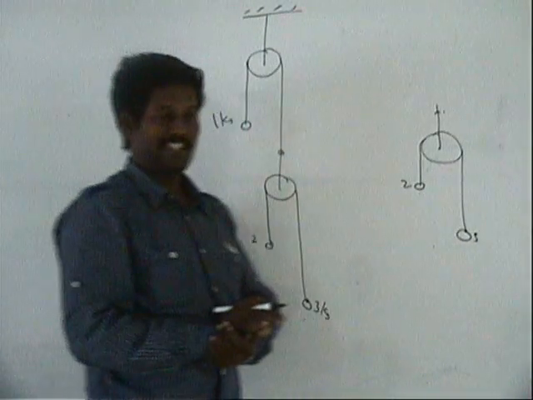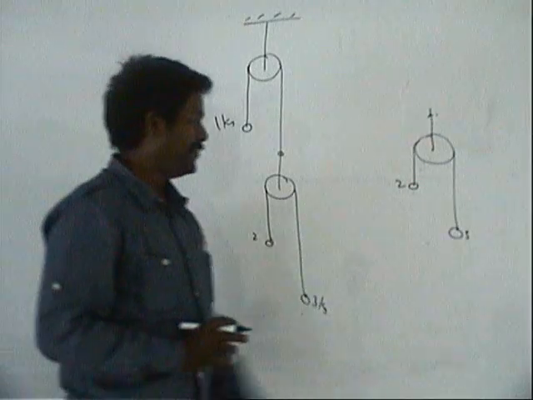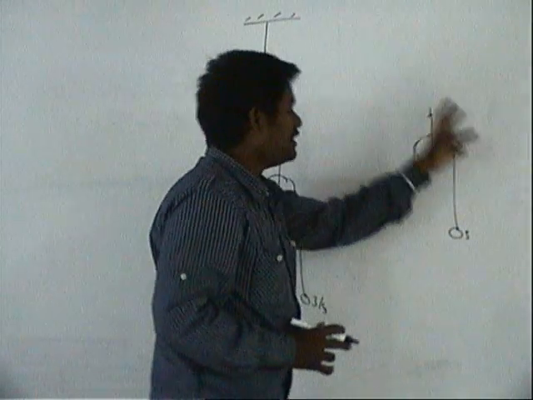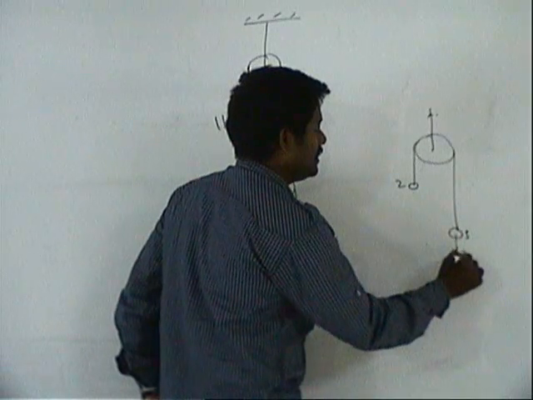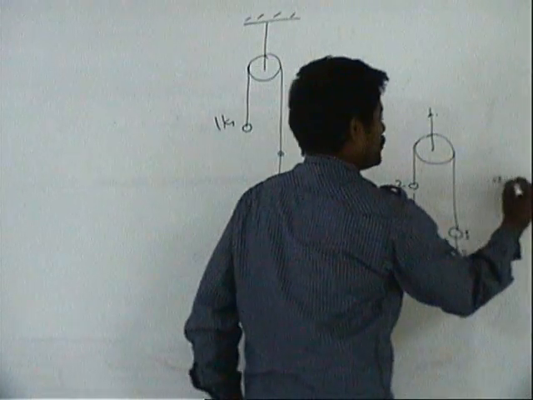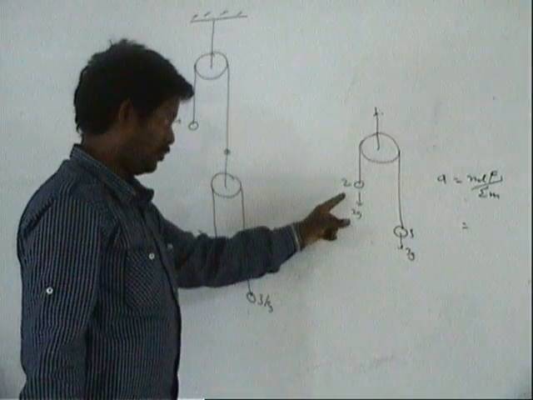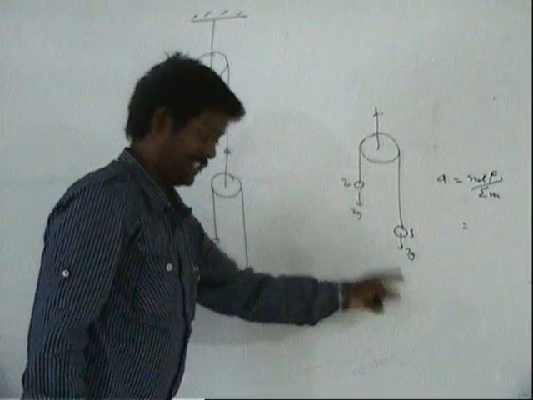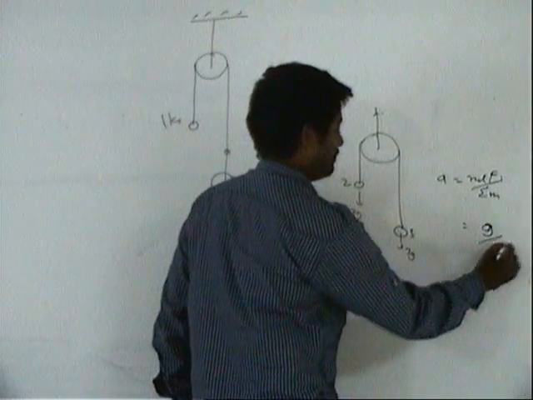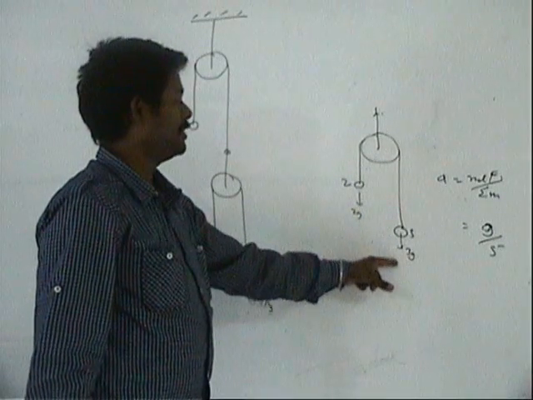Tension is an internal force on the system, whereas the same tension is an external force on one body. If you consider one body, it's an external force. If you consider the system, it's an internal force. Therefore, on the system, the external forces are 3g and 2g downward. Net force by sigma m is the acceleration of the system. The 2 kg moves up with an acceleration, the 3 kg moves down with an acceleration. That is 3g minus 2g, that is g, by sigma m, which is 5. Directly we get the acceleration of the 2 kg and 3 kg. In other words, 2 kg is moving up with g by 5, and 3 kg is coming down with g by 5.